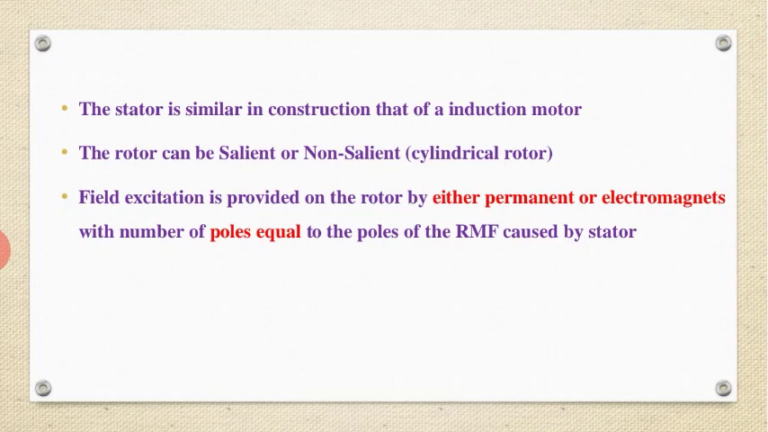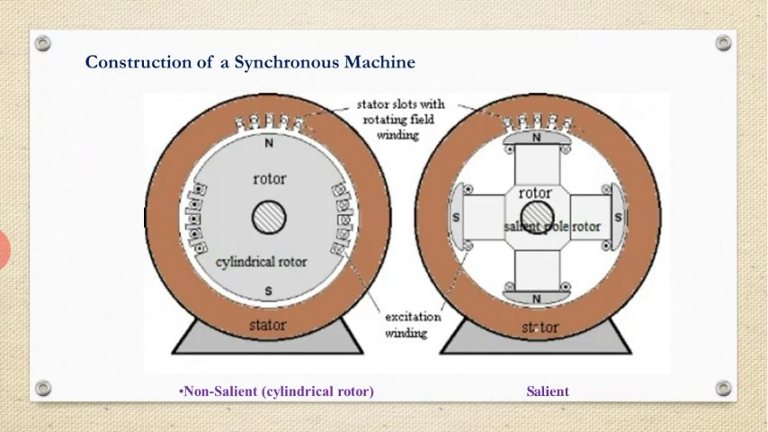Here the stator is similar in construction to that of an induction motor. If you look at this, the construction of the stator is similar to the induction motor. The rotor can be a salient or non-salient pole. The field excitation is provided on the rotor by either a permanent magnet or an electromagnet with a number of poles equal to the poles of the RMF caused by the stator.